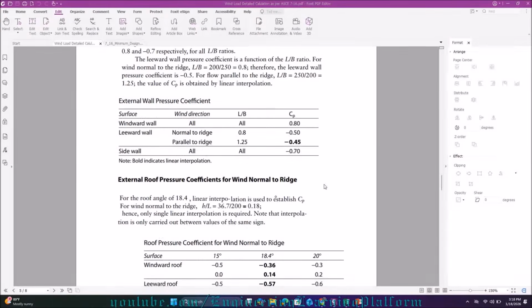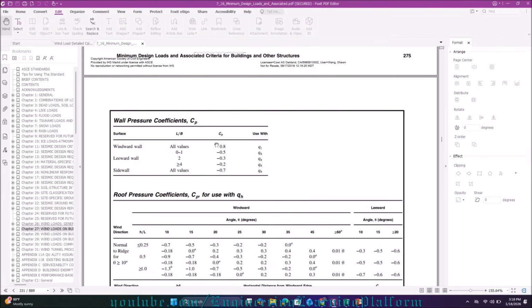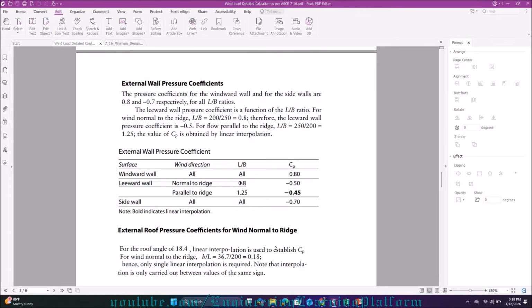So for wind normal to ridge, L over B ratio is 0.8. Therefore the leeward wall pressure will be how much? So let's go to the code. Since 0.8 is between 0 and 1, it will be minus 0.5. Your Cp value will be minus 0.5. Here you can see Cp value minus 0.5.